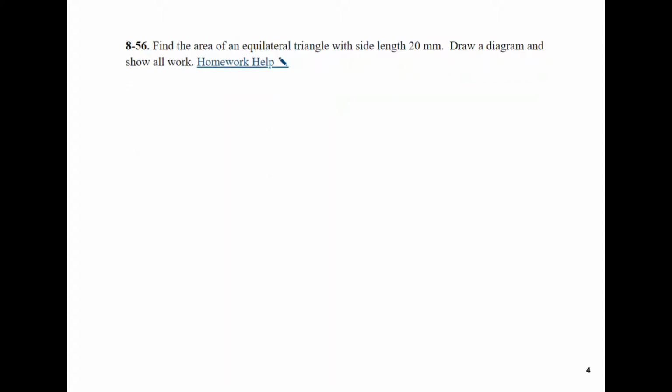8-56 says find the area of an equilateral triangle. An equilateral triangle means that all of our angles and all of our sides of our triangle are equal. They told us that our side length was 20. Draw a diagram and show all of our work. If our side length is 20, we can cut our triangle in half to notate the height.